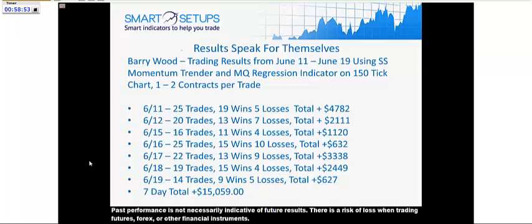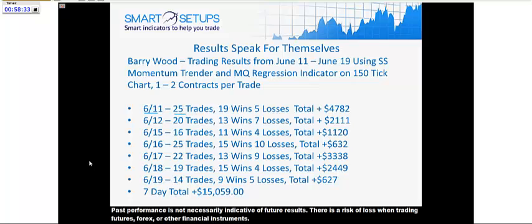Before I released this indicator to the public, I actually gave it to my family members, the ones that trade anyway, and let them test it. These were from my father. Actually, let my dad test it. He sent me back these. And the MQ regression confluence on a 150 tick chart, 1 to 2 contracts per trade, and I'll show you exactly what he was trading to do this. I'll show you exactly how the setups he was looking at.